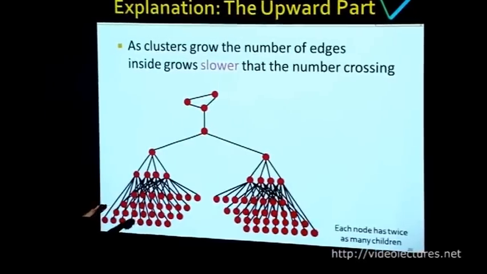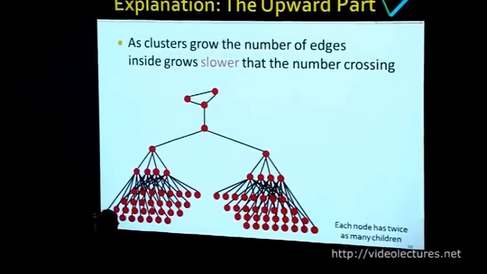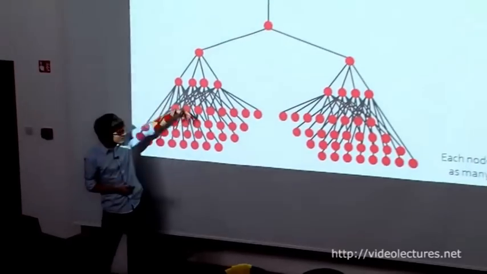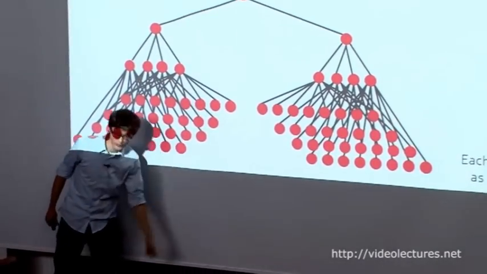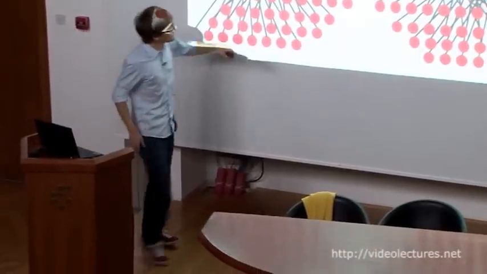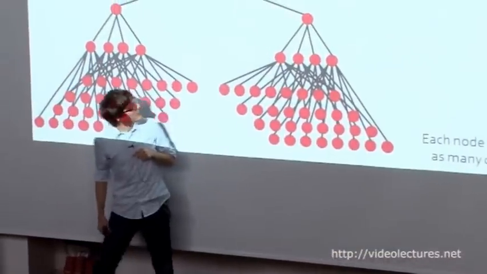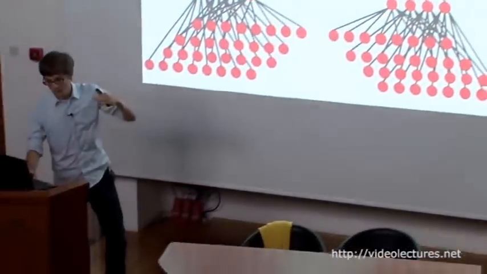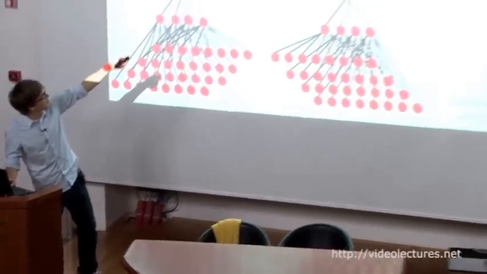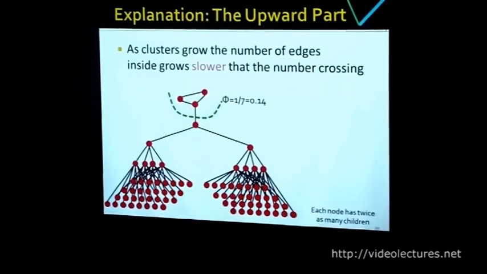The first thing is, how do I explain the upward going part? The way to explain it is to think of networks as I have it here. Here I have a big tree, and this tree continues down to the ground. If you have a tree where every node has, let's say, twice as many children as its parent does, then you will get the upward sloping community profile. Why is that? First you say, OK, this is the best community I can get. I cut one edge, and I get seven. If I sum up the degrees, I get seven edges inside.